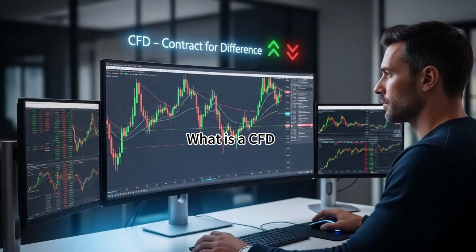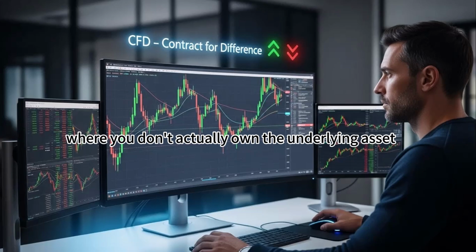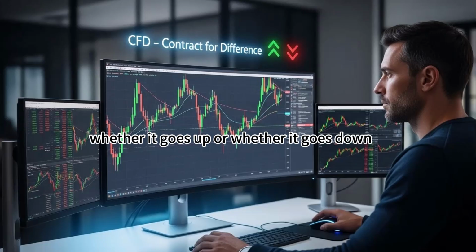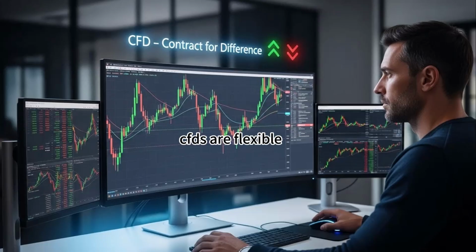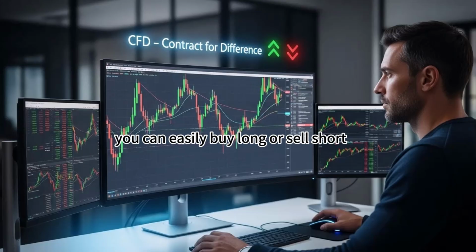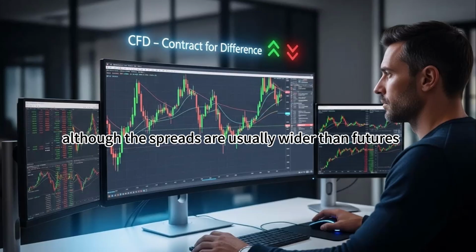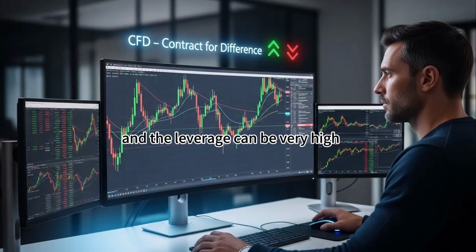What is a CFD? A CFD, or contract for difference, is a type of trading instrument where you don't actually own the underlying asset. You're simply trading the price movement, whether it goes up or whether it goes down. CFDs are flexible. You can easily buy long or sell short, and there's no expiration date. They're accessible for beginners because you can trade with small position sizes, although the spreads are usually wider than futures and the leverage can be very high.